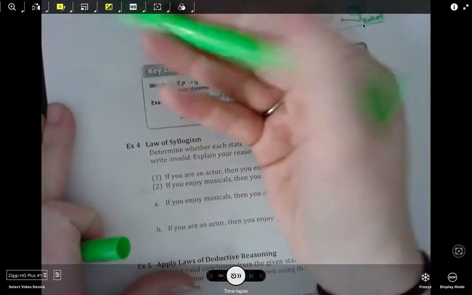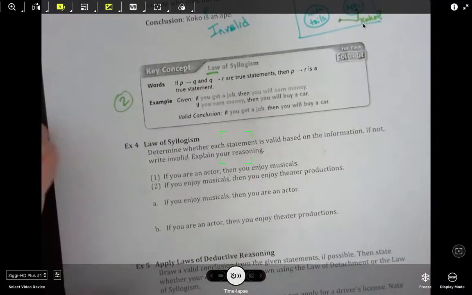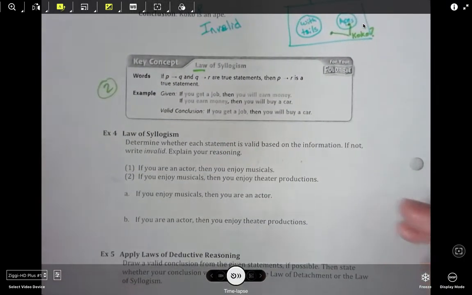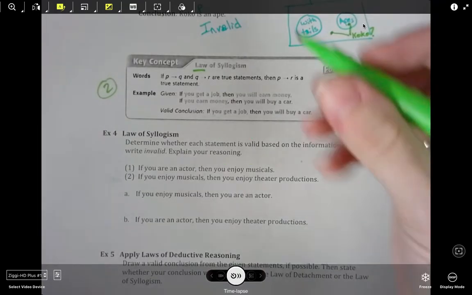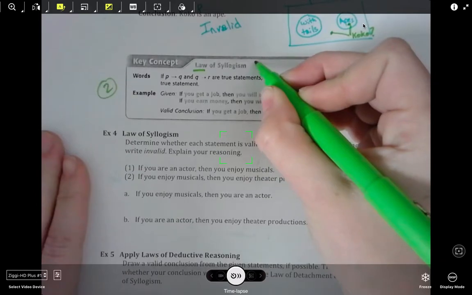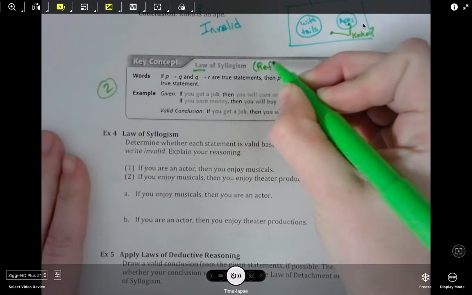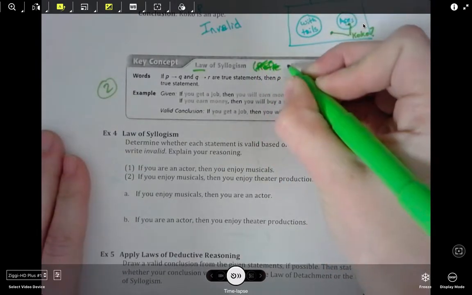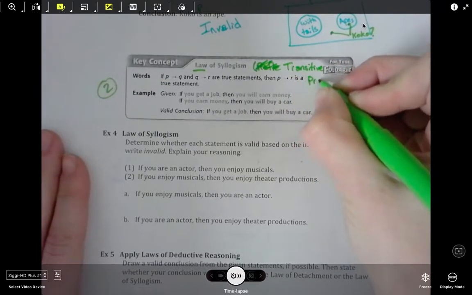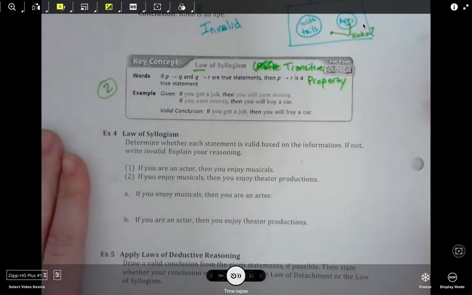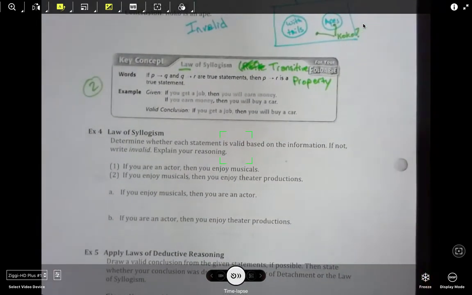Now, the second law, which is another stupid law, but whatever, is called the law of syllogism. This is one that you really, really need to remember, because when we start to do proofs, we will actually call it the transitive property. Okay, so the transitive property and the law of syllogism kind of go hand in hand. They're basically the same thing. So here's what the law of syllogism says.